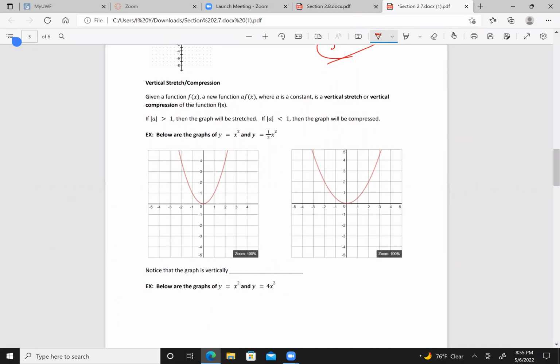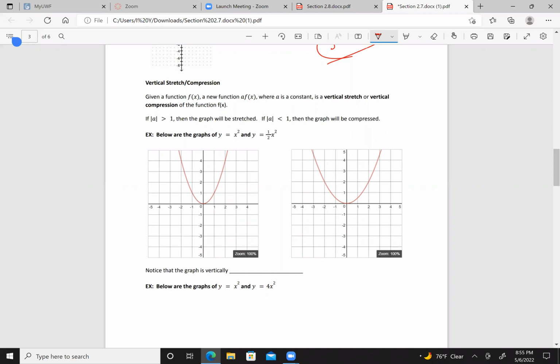Given a function f of x, a new function a times f of x, where a is a constant, is a vertical stretch or a vertical compression of the function f of x. So if the absolute value of a is greater than 1, the graph will be stretched. If the absolute value of a is less than 1, then the graph will be compressed.